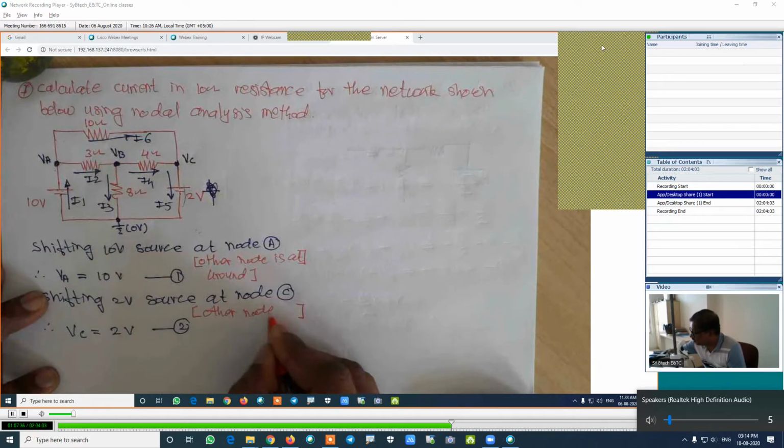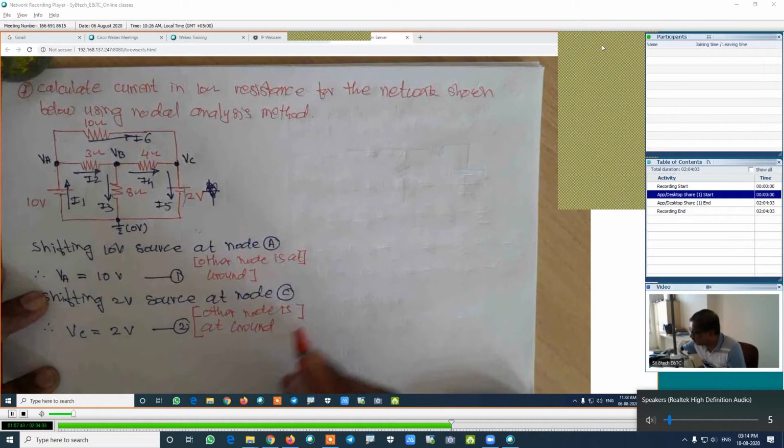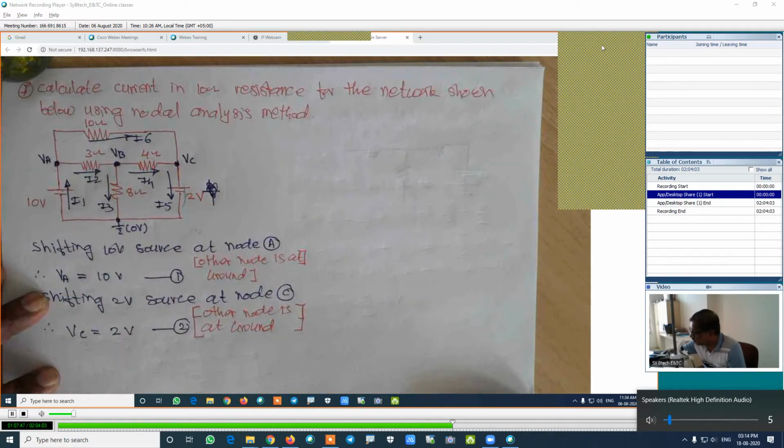The other node is at ground. Is it right? The other node of the branch is at ground, that is why shifting is possible. Otherwise shifting is not possible. Similarly, in this case also, while shifting this, the other node should be at ground. Right, here the other node is at ground.